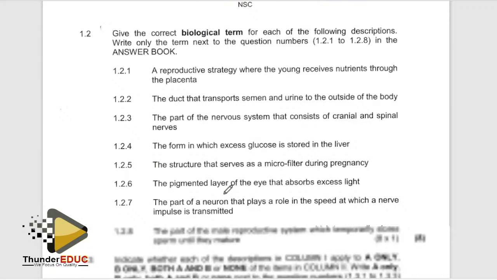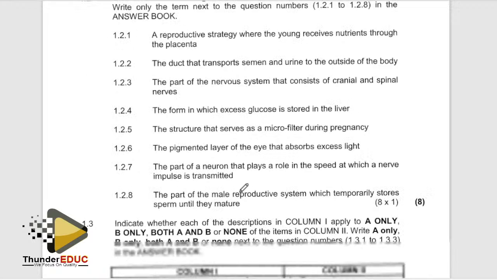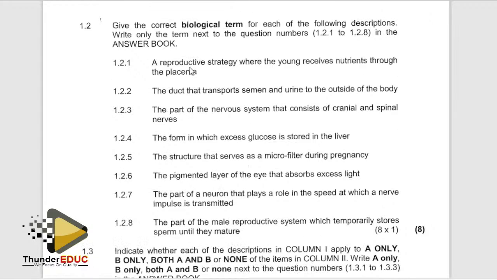Okay, let's go to the terminologies. Now we are talking about content. These terminologies are meant to be for content. Okay. Reproductive strategy where young receive nutrients through placenta. We talked about this. Viviparous. Because they say nutrients through placenta. If you check our distinction material, it is stipulated very well. We talked about it yesterday. They are saying the duct that transmits semen and urine, we talked about this, urethra.